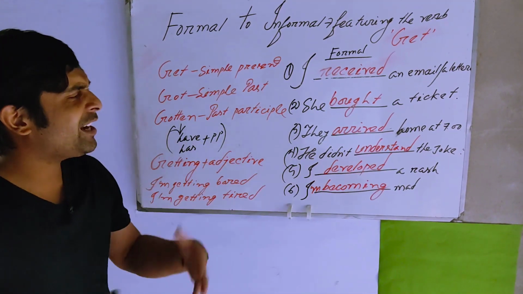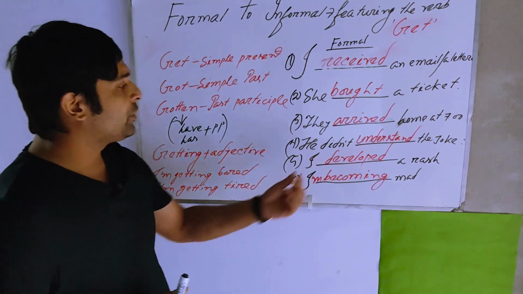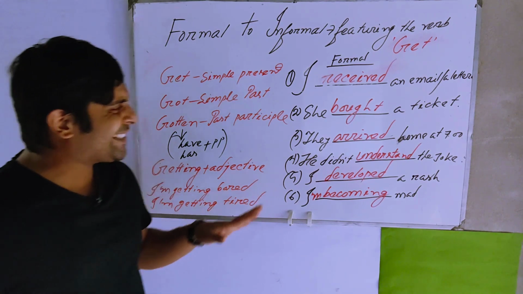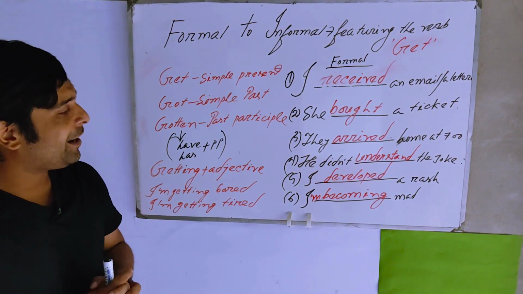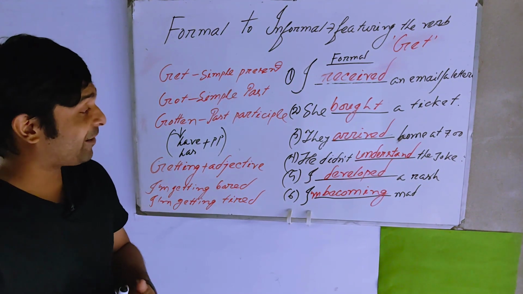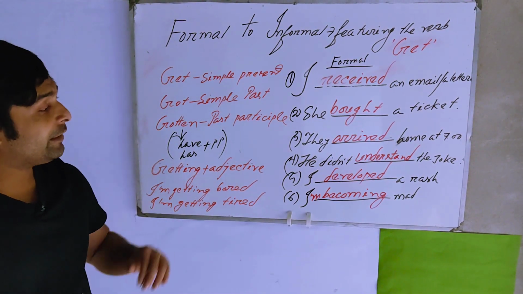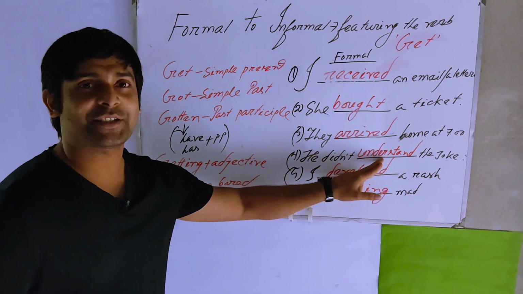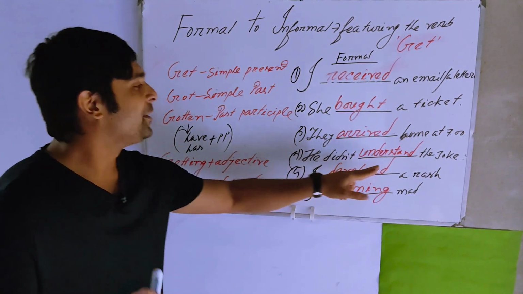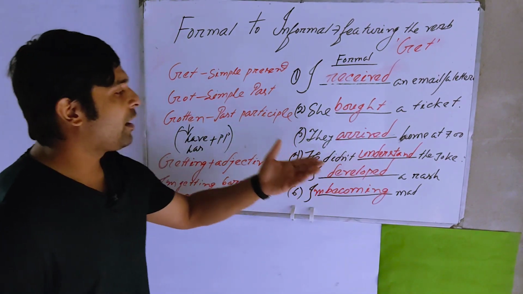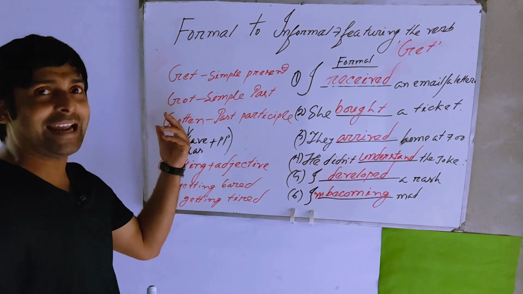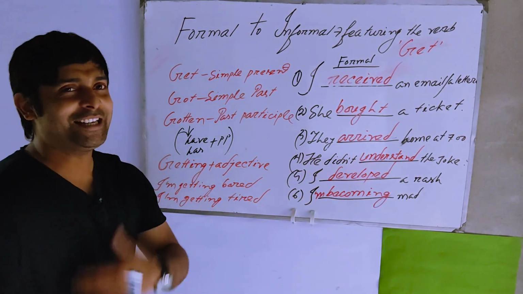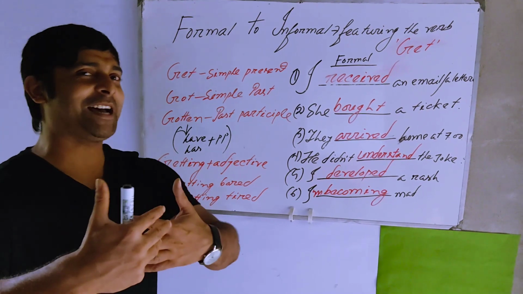And the next one: he didn't understand. That is a negative sentence in simple past. He didn't understand the joke. Especially those who are native speakers, they say he didn't get the joke, because understand is the present form. In the same way, if I use get, of course that will be get. So he didn't get the joke, or I didn't get the joke.